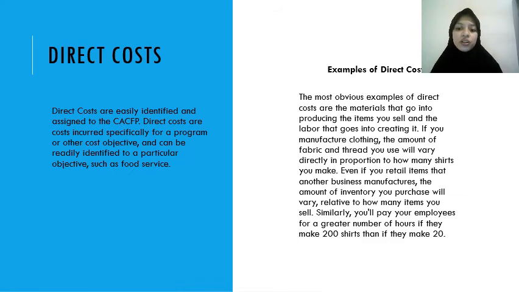If you manufacture clothing, the amount of fabric and thread you use will vary directly in proportion to how many shirts you make. Even if you retail items that another business manufactures, the amount of inventory you purchase will vary relative to how many items you sell. Similarly, you'll pay your employees for a greater number of hours if they make 200 shirts than if they make 20.